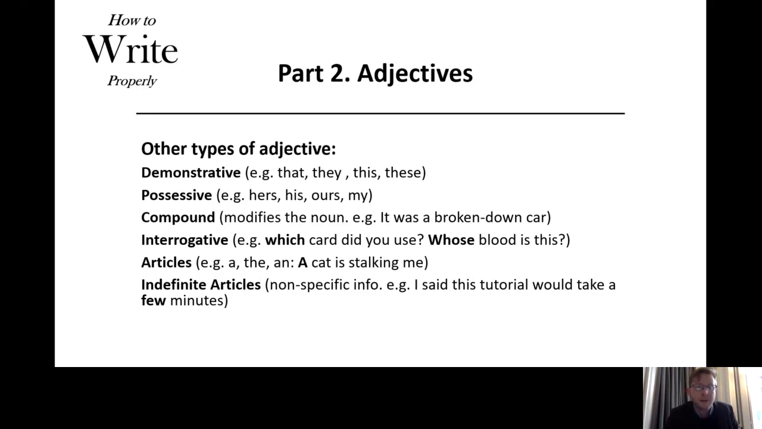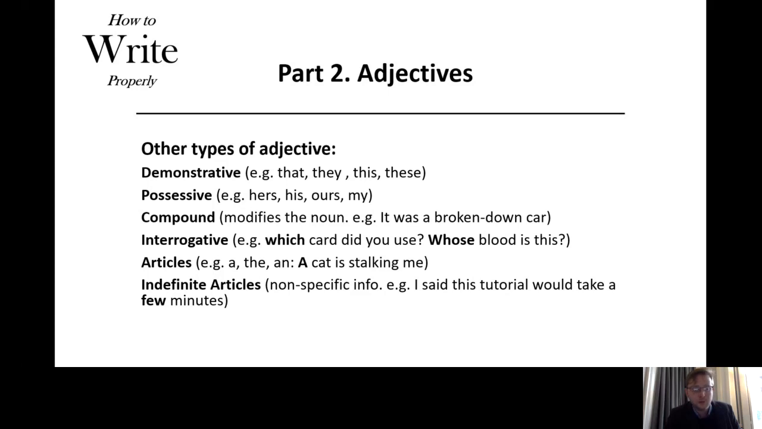And you can also get compound adjectives, which modify the thing being named. So it's not just a car, for example, it's a broken down car. Totally changes our understanding of that vehicle. Interrogative adjectives are all to do with questions. So which card did you use? Whose blood is this? The blood and the card are being affected by the question, the interrogative adjective before them. So it's describing our understanding of them in some way or informing it through context.